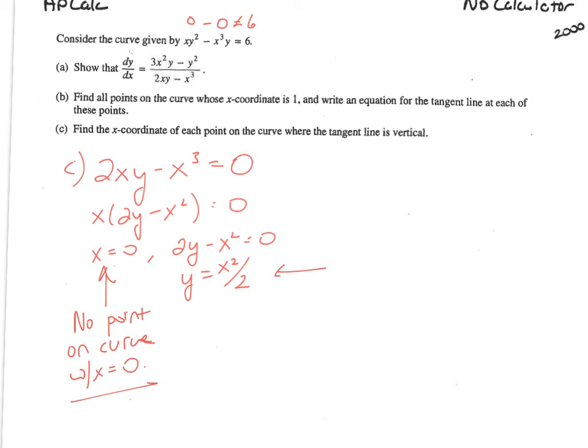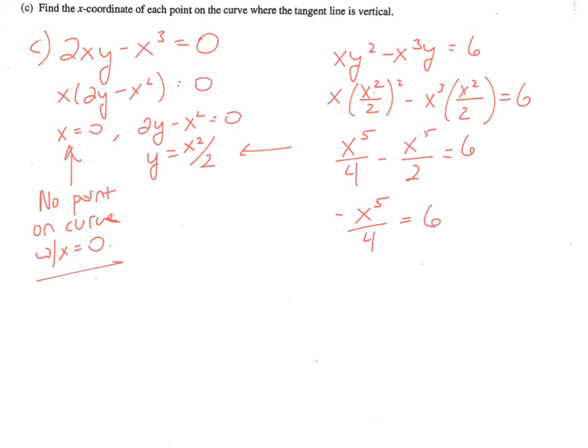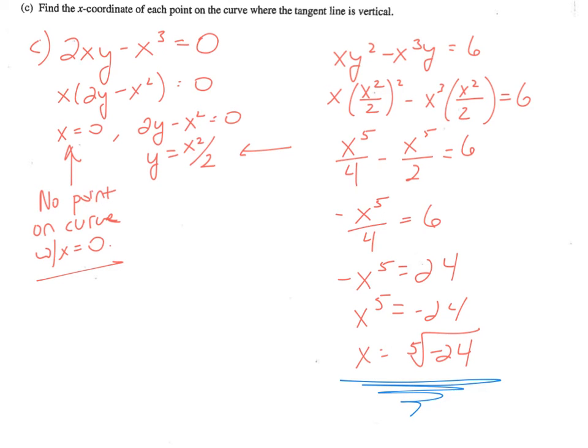But we have this other guy over here, this y equals x squared over 2. So let's substitute that in. Here's our curve, and y equals x squared over 2. So we've got x squared over 2 squared, x cubed, and then again x squared over 2 equals 6. So this is x to the 5th over 4 minus x to the 5th over 2 equals 6. So we have negative x to the 5th over 4, so x is the 5th root of negative 24. And this is the x coordinate where our tangent line is vertical.